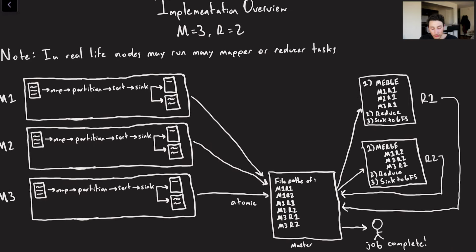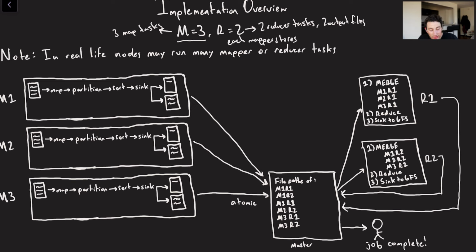Cool, so here is our implementation overview. Let's imagine we have M equals 3, so that means 3 map tasks. Similarly, we have R equals 2, which means 2 reducer tasks. It also means 2 output files. It also means that each mapper stores 2 local partitions of its mapped data. So let's go ahead and take a look at what this looks like.